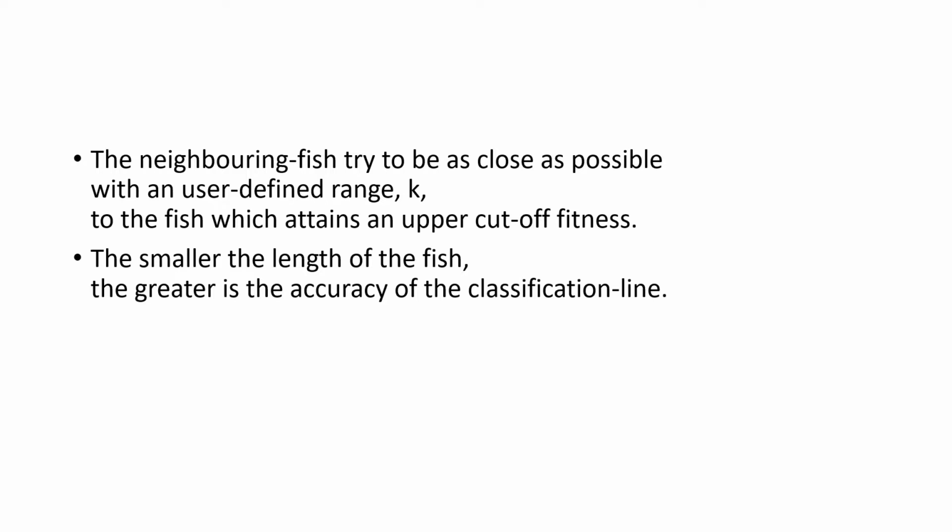Neighboring fish in my algorithm try to be as close as possible within a range defined by the user, and each fish tries to attain an upper cut of fitness. And the accuracy of the algorithm can be varied: the smaller the length of the fish, the greater is the accuracy of the classification line.